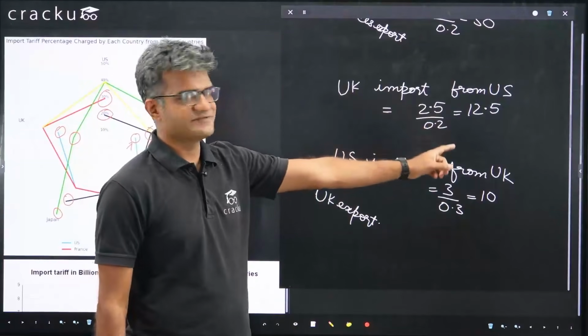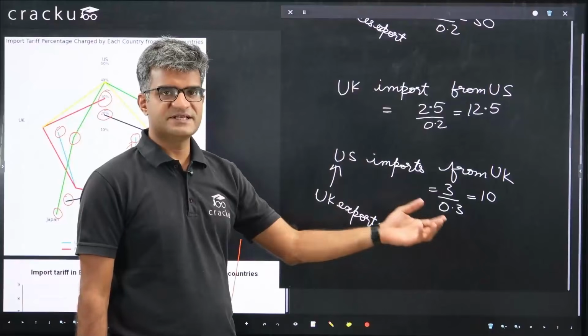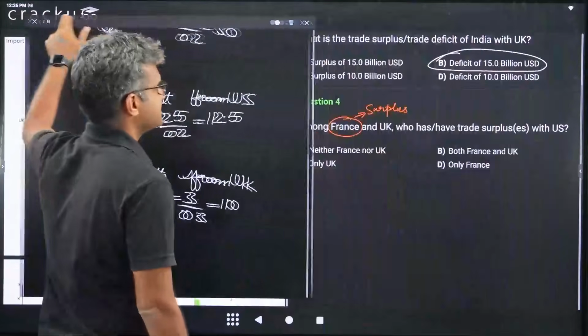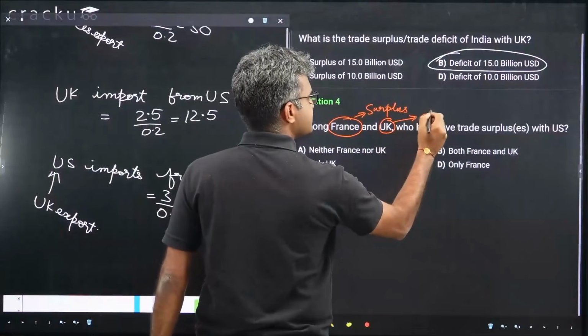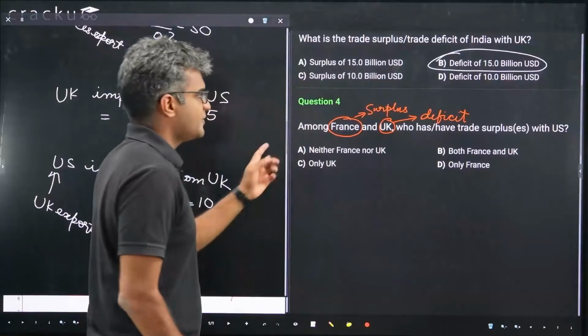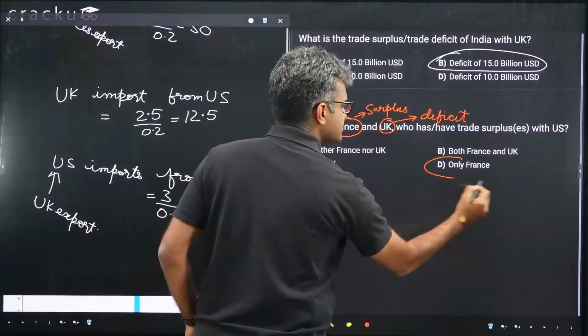UK's imports is 12.5 billion. UK is exporting only 10 billion and UK is importing 12.5 billion. So it has a trade deficit. So this has a deficit. So amongst these two, the only country which has a surplus will be France, which is option D.